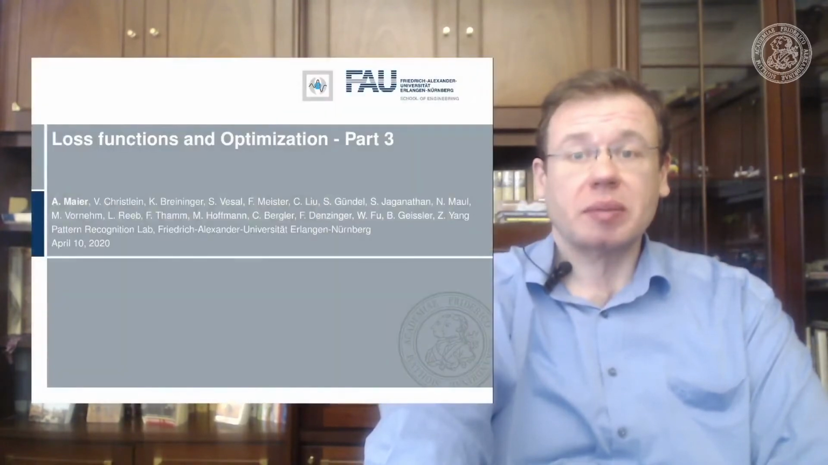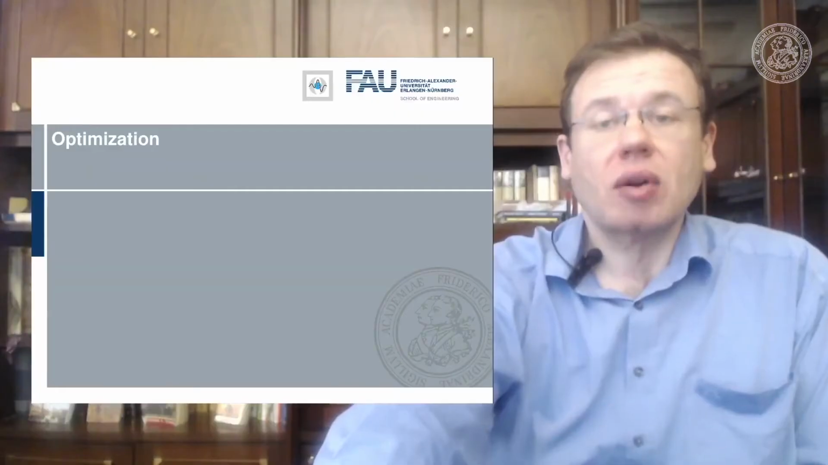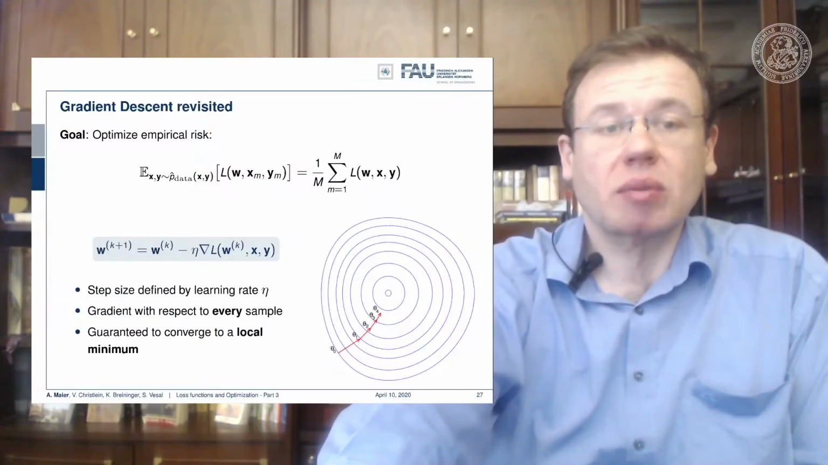So, welcome everybody to our next lecture on deep learning. Today we want to talk about optimization. We have a search technique which is just local search, gradient descent. Now let's have a look a bit on the gradient descent methods in a little bit more detail.